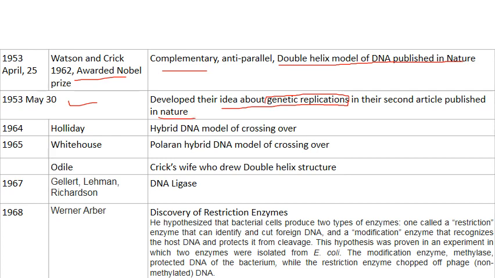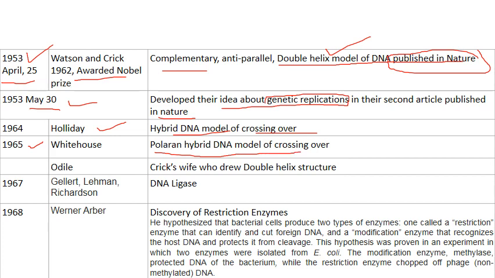Remember, in their first publication, they told about the double helix model of DNA, and this was published on April 25th, 1953, and the second paper was just one month after that, May 30th, 1953, about genetic replication. In 1964, Holliday gave the hybrid DNA model of crossing over. In 1965, Whitehouse gave the Polaron hybrid DNA model of crossing over. That means they concluded on the basis of single stranded break and double stranded break.